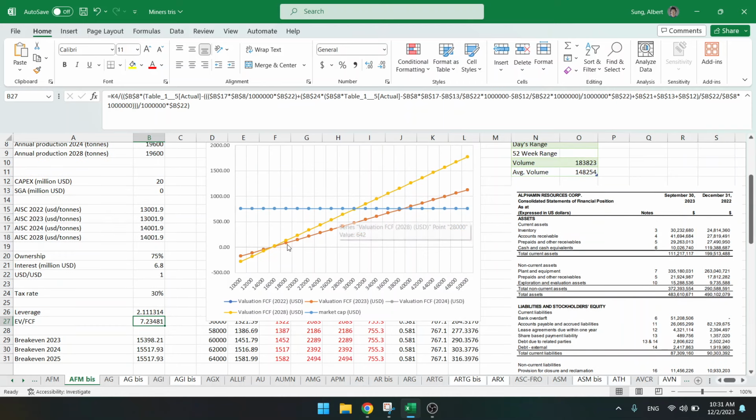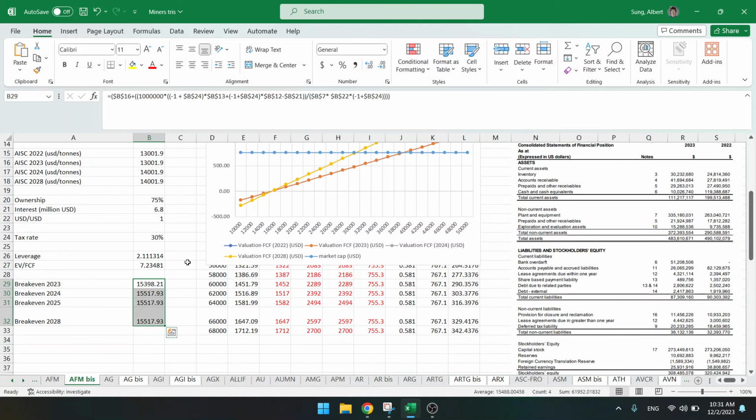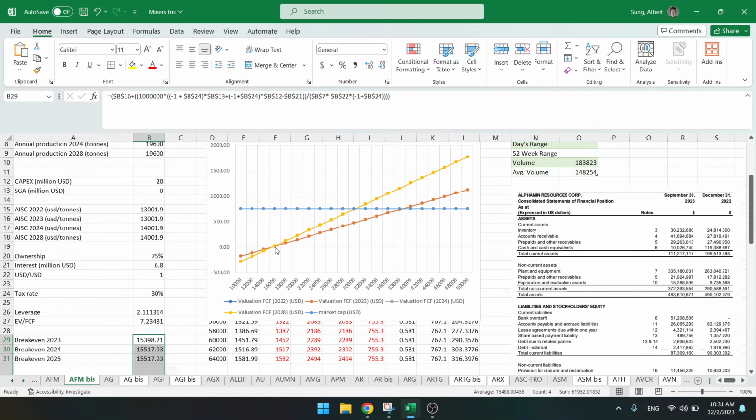But it has good margins, break even at 15,500. And the tin price is somewhere here. So there is quite a good margin of safety. But the cash flows are not good enough for me.